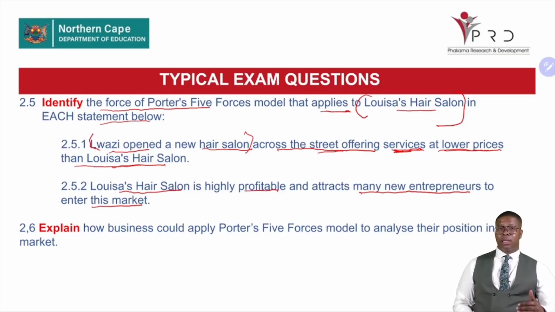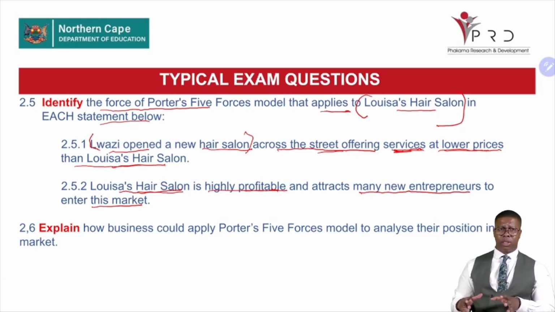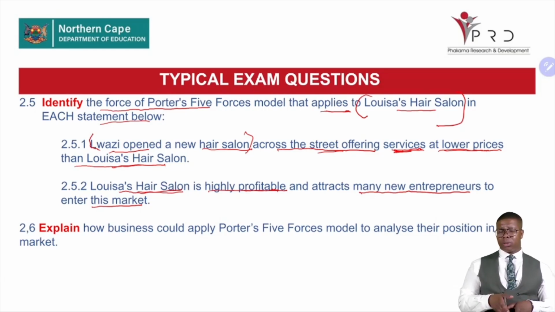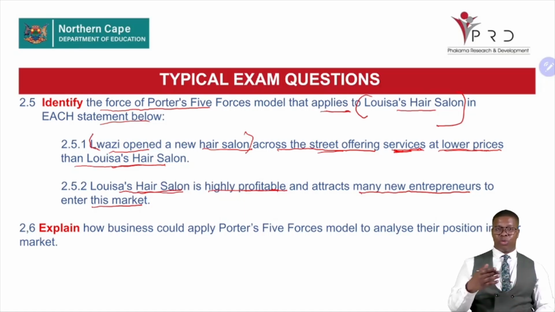So if it's easy, then it means there's no barrier to enter the market of creating a salon. And another thing that makes people want to start salons is because they are saying here Louisa's Hair Salon is highly profitable. So immediately people see that the business is profitable. Everyone wants to join in so that they can also enjoy the profits, which will then mean the business is not having a barrier. So it becomes easy for another person to start a new salon.